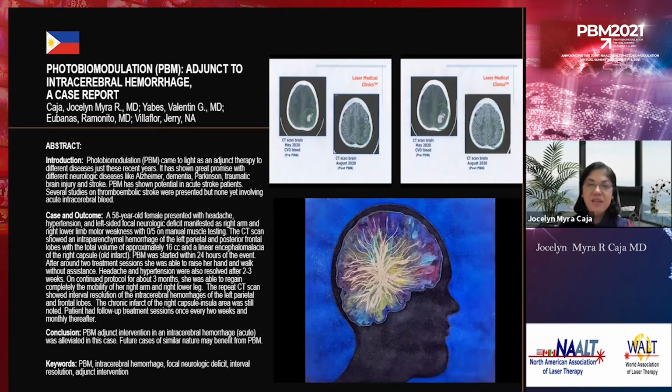PBM, in conclusion, is an adjunct in acute intracerebral hemorrhage, which was alleviated in this case. Future cases of similar nature may benefit from PBM. The end.